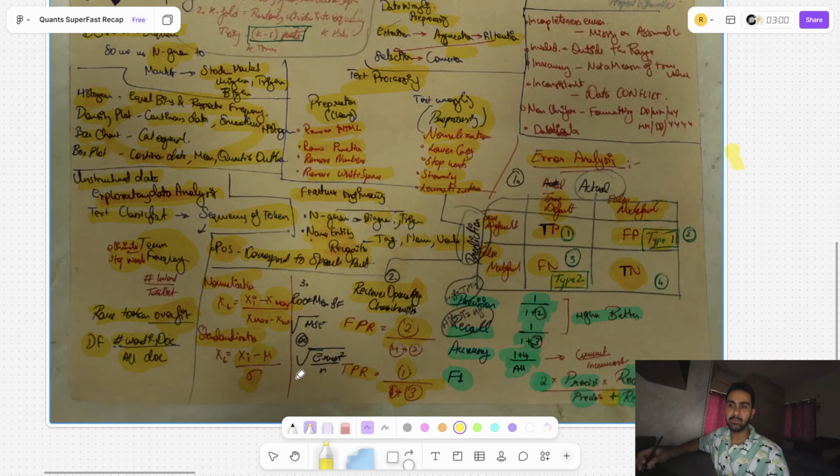Then finally we come to the root mean squared error. Root mean squared error is basically the square root of the squared error divided by n, or we could also simply say RMSE. That's all in the big data projects, and this is how you could easily revise the curriculum.